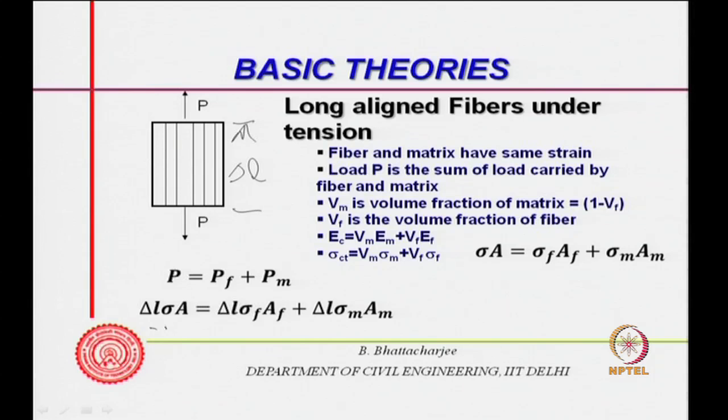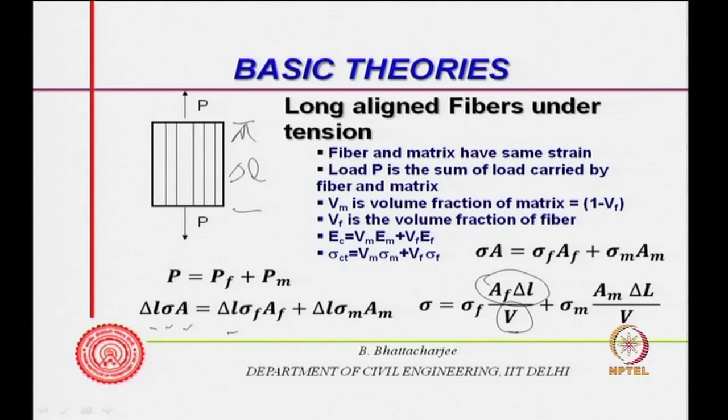So, delta L sigma A, multiply everything by delta L, length is delta L. So, fiber length is delta L, matrix length is also delta L. So, I have delta L everywhere multiplied, therefore, I get A f delta L sigma A f delta L by V. So, that is the fiber volume divided by overall volume V, and thus matrix volume by overall volume.